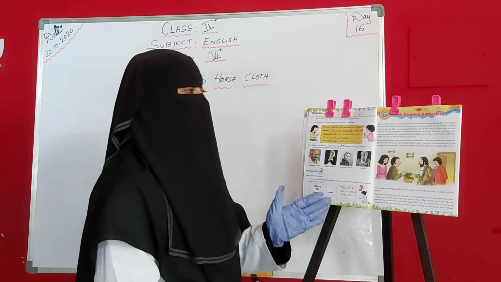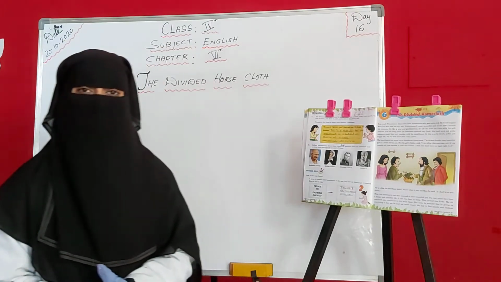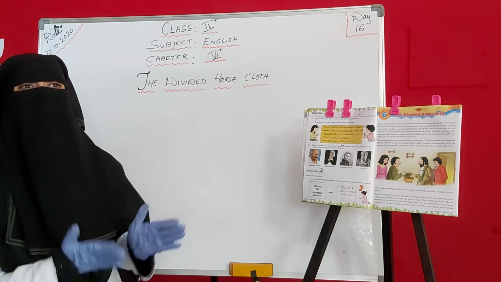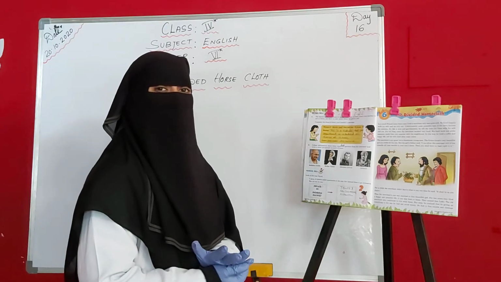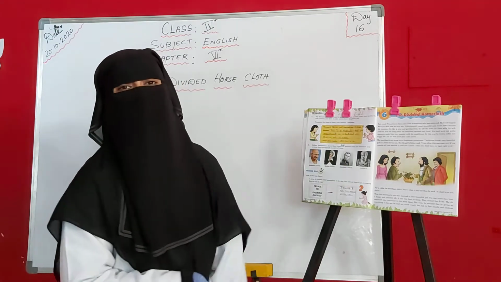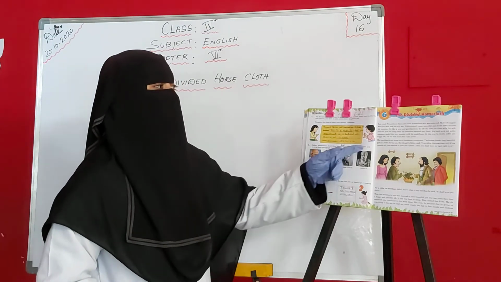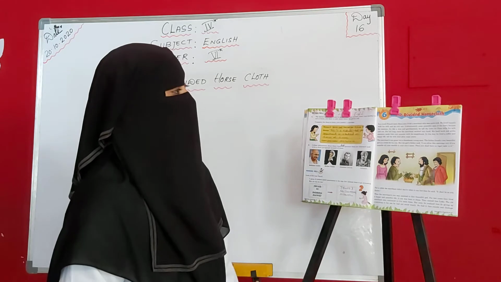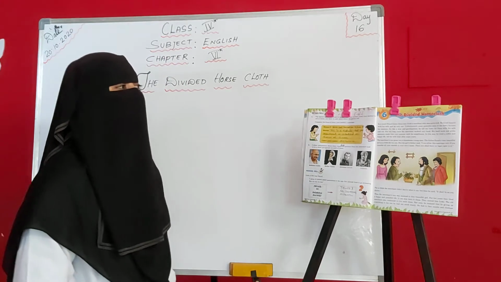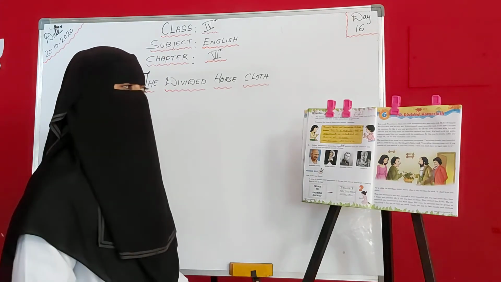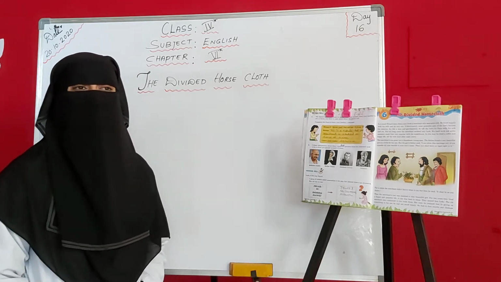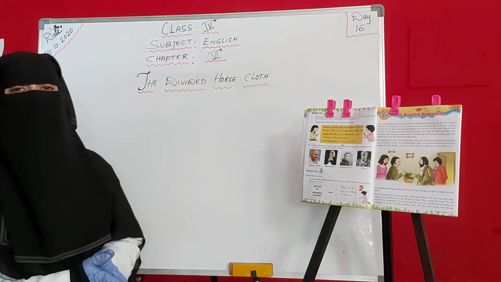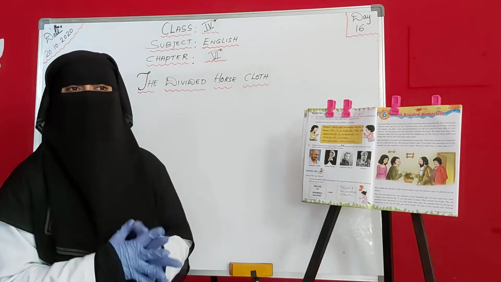So it's a story. I hope many of you have heard it from your grandmothers. You have already heard this story from your grandmother. So again we will do it in the school curriculum also. So here the chapter is The Divided Horse Cloth. Okay, what is it? It is The Divided Horse Cloth. It is a similar story to the one we have heard from our grandmothers about the wooden bowl.